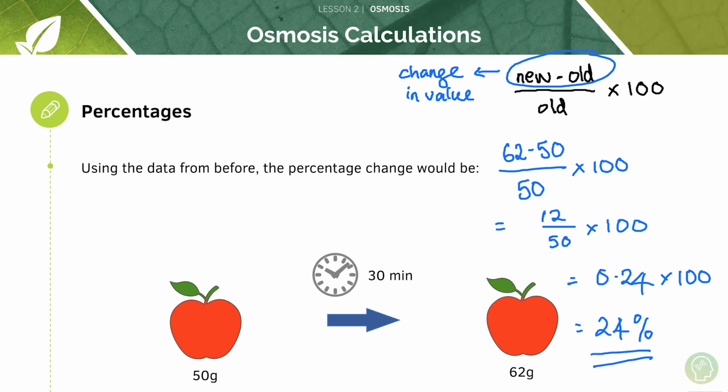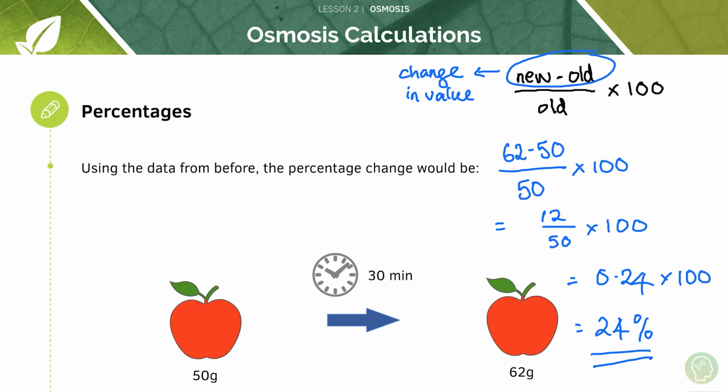Okay, so that's your percentage change. And if that came out as a negative number, all that would mean is you're getting a percentage decrease. So let's say the apple started off at 62 grams and it lost water, came down to 50 grams after 30 minutes. These values would be the opposite way round. You'd therefore get negative 12, and therefore you would get a negative percentage change in mass, okay?